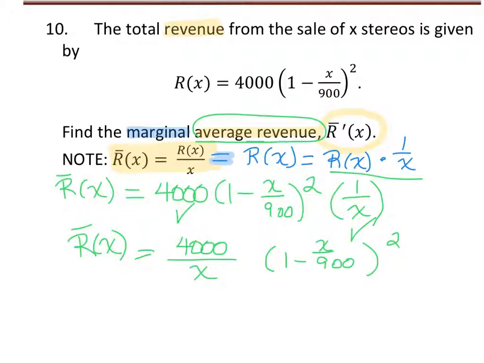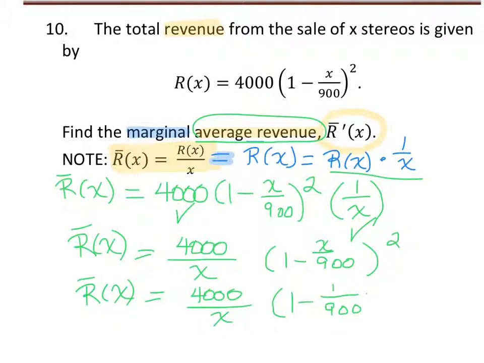So an equivalent form of R bar of x is again 4,000 over x. And remember, that's your first factor. And your second factor, 1 minus x over 900, is probably a little easier understood if you bring it out as 1 over 900 times x, so that you realize that 1 over 900 is just a coefficient and that's squared.